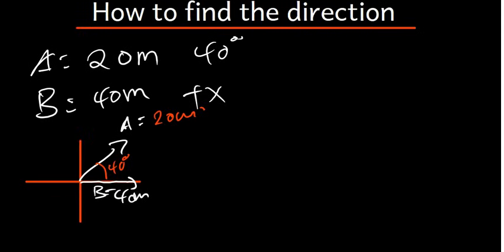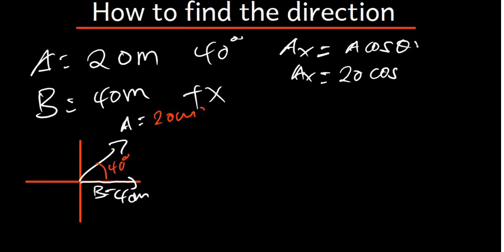So we're going to say that Ax is going to be, we know that resolving a vector into x is going to be A cos theta. So Ax is going to be equal to, our A is 20, and the angle is 40. So we are going to have 20 cos 40, which is going to be 15.32 meters. So that is the x component.